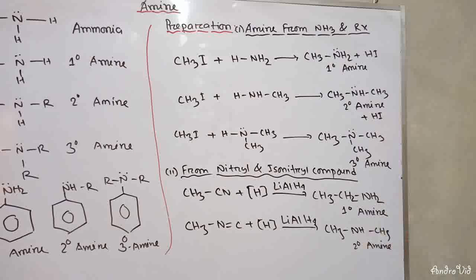At the same time, if you reduce an isonitrile or isocyanide compound, for example methyl isocyanide, by using this reducing agent, then you will get CH3NHCH3: the nitrogen will be converted to NH and the C will be converted to CH3. By this way, you will get this type of compound, which is known as a 2 degree amine. So by using the nitrile or isonitrile process, it is possible to prepare 1 degree and 2 degree amine.